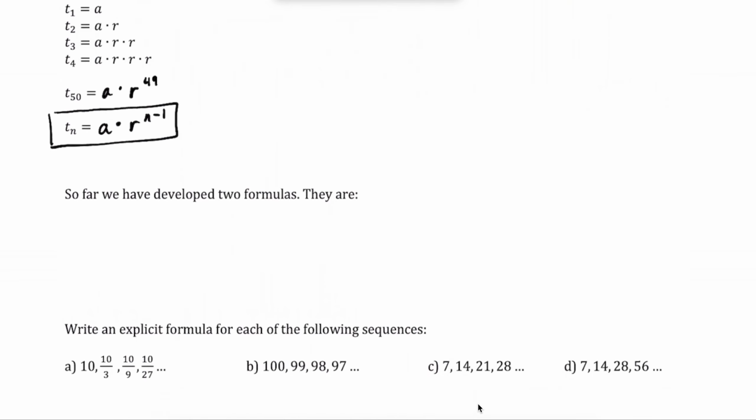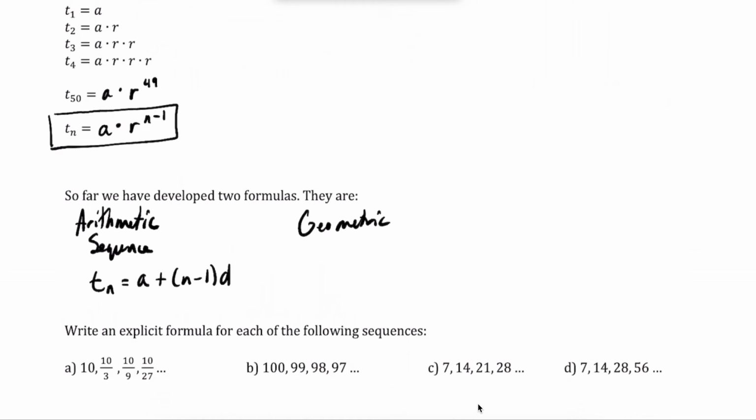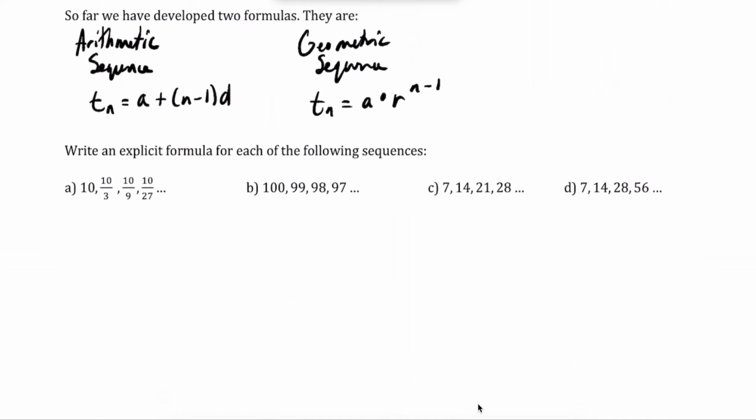And I'm going to write these down again so that you have easy access for the next page. So we've developed 2 formulas so far. We have the arithmetic sequence, which is that Tn is equal to A plus n minus 1 times D. And we have the geometric sequence, which is that Tn is equal to A times R to the power of n minus 1. And so now we are going to use these formulas to write an explicit formula for each of the following sequences. And once again, if you'd like to pause the video and try these on your own, I highly recommend that.